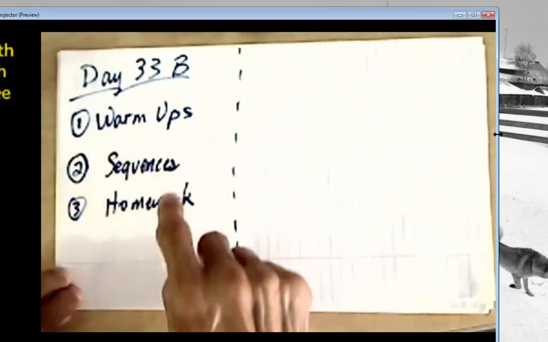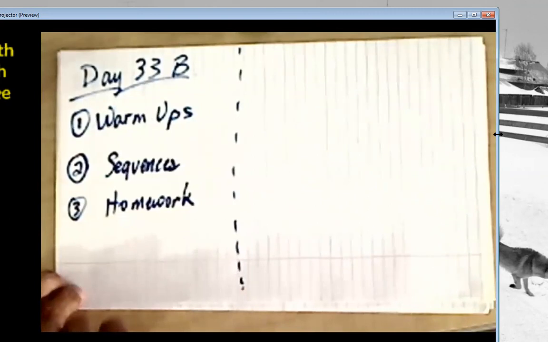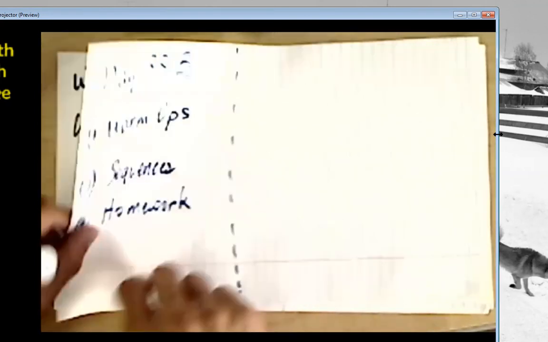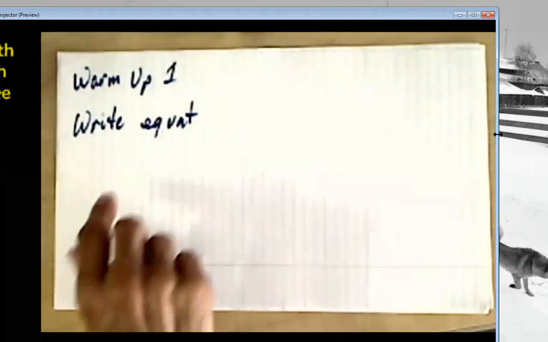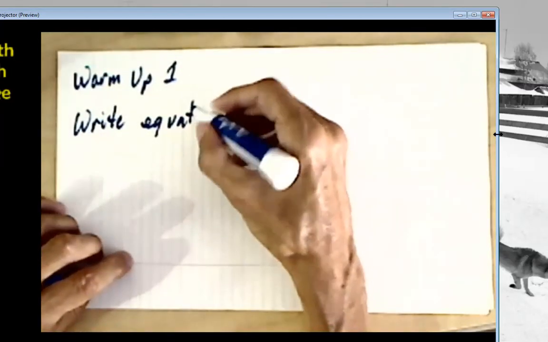Warm-up questions, sequence, a closer look at that. Then any homework questions, homework problems that are out there. Okay, so for the first warm-up question, I have this, and that is write the equation of a line.